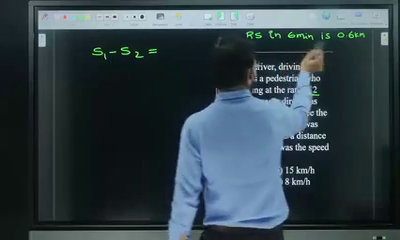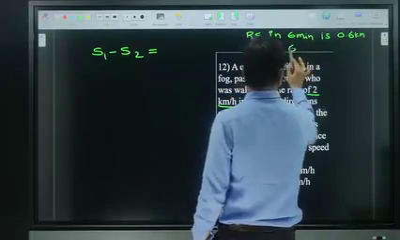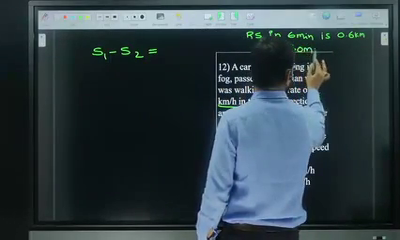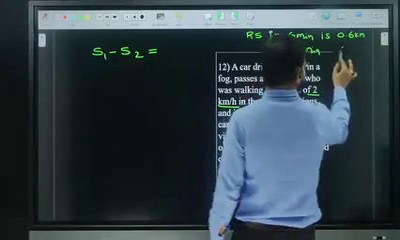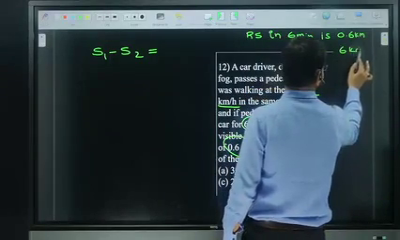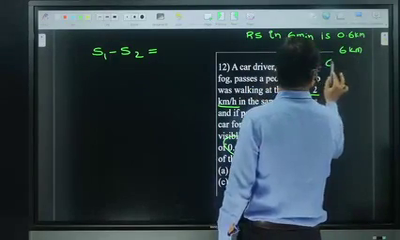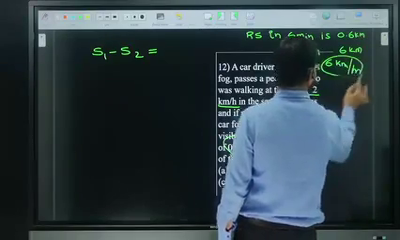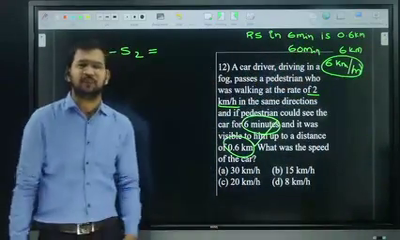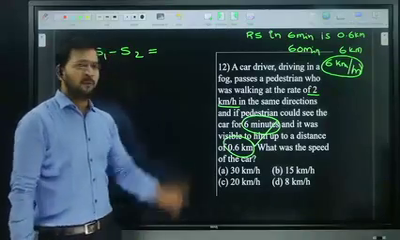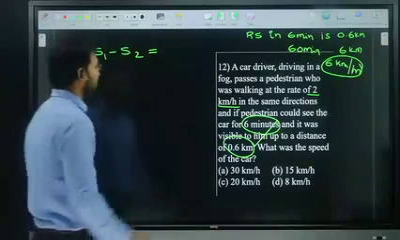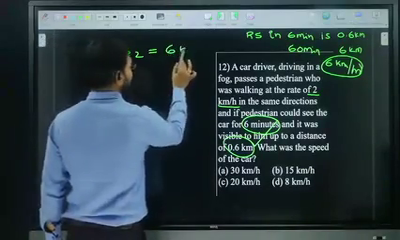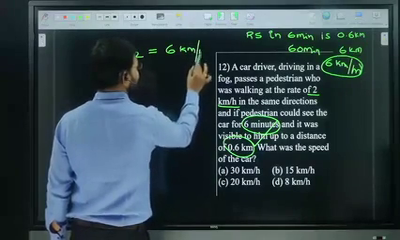Therefore, I am converting them into hours. 6 minutes is 0.6 kilometers, so 60 minutes is 6 kilometers. That means the relative speed is 6 km per hour. 6 kilometers in 60 minutes, that is 1 hour, is 6 kilometers. Therefore, the relative speed is 6 km per hour.